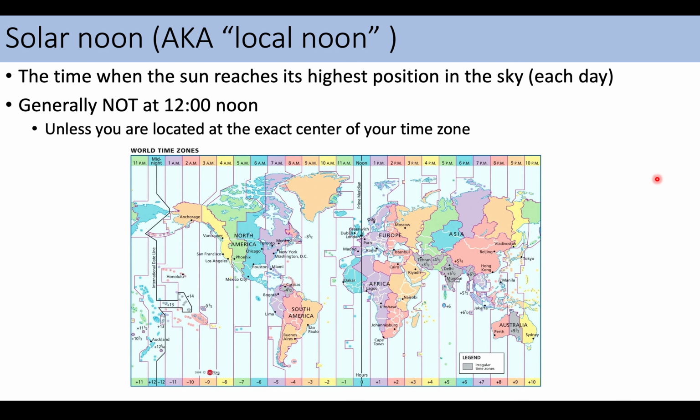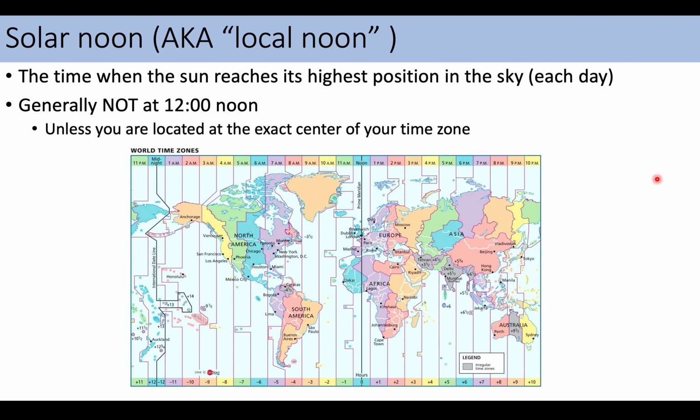So the next thing to talk about is what we call solar noon, or you might also hear it called local noon. This is the time when the sun reaches the highest point in the sky. So it happens daily. When the sun reaches the highest position in the sky, it is not directly at noon unless you are located at the exact geographic center of your time zone. So the sun is not going to be directly above your head, highest in the sky, unless you're at the very center of your time zone.